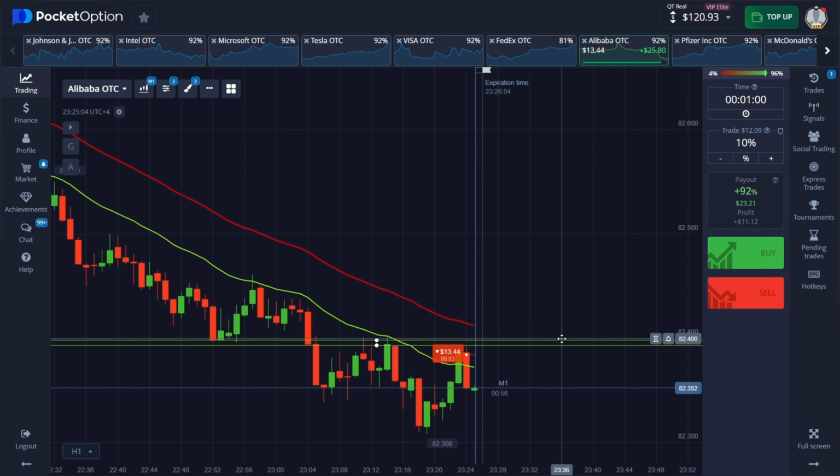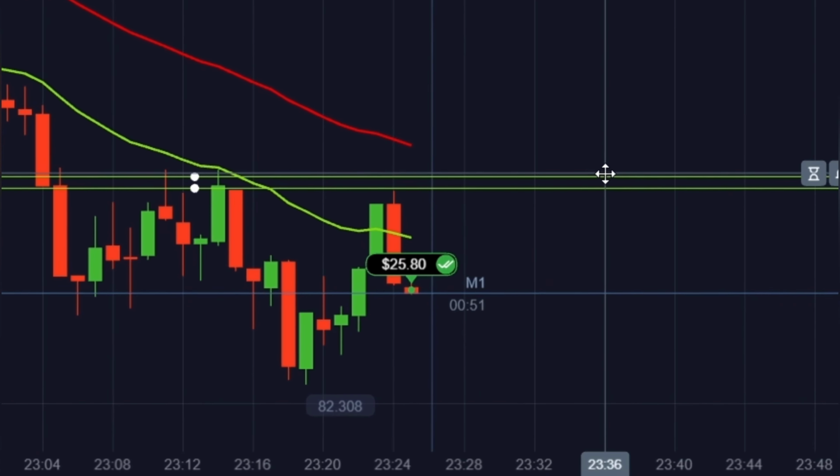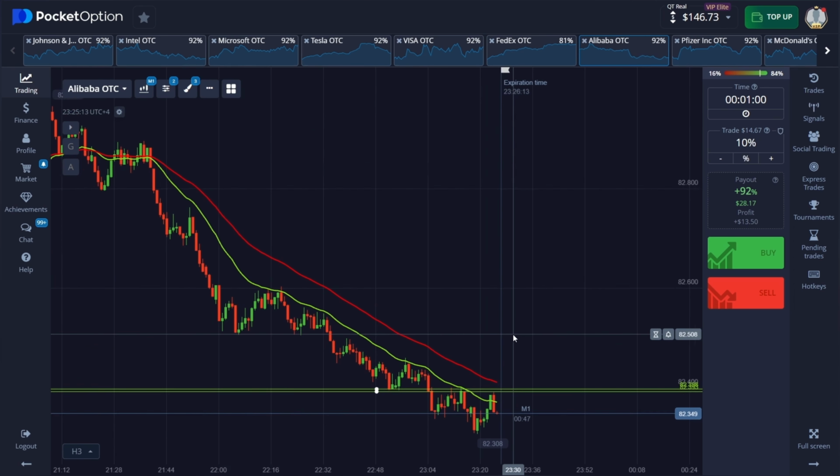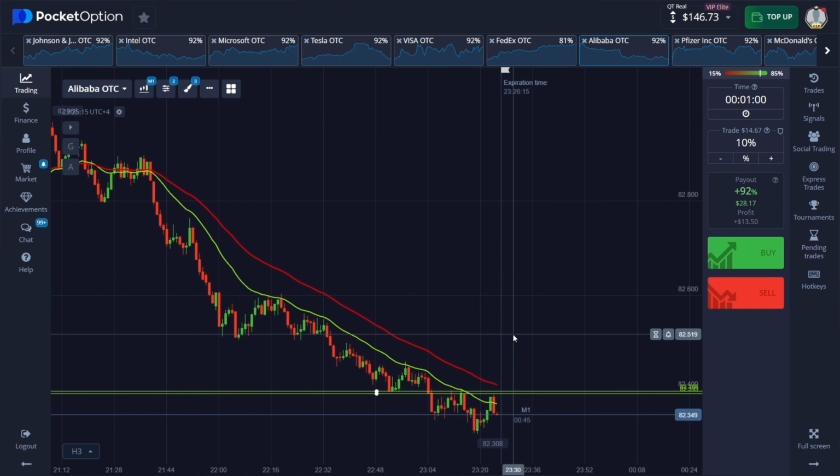Alright, with only a few seconds left, the current candle closes as a red candle. It's a win. We've won another trade, and now my balance has turned into $146. We're almost at our target of $150, just $4 or $3.30 left.